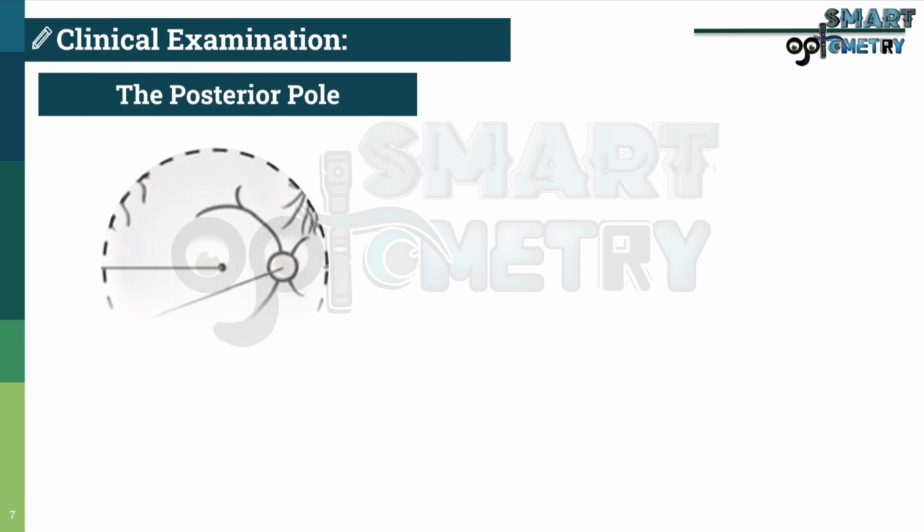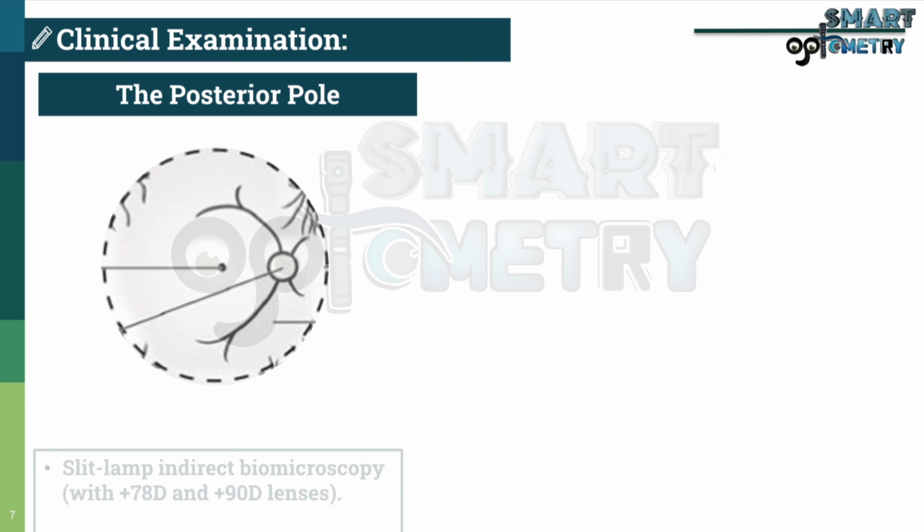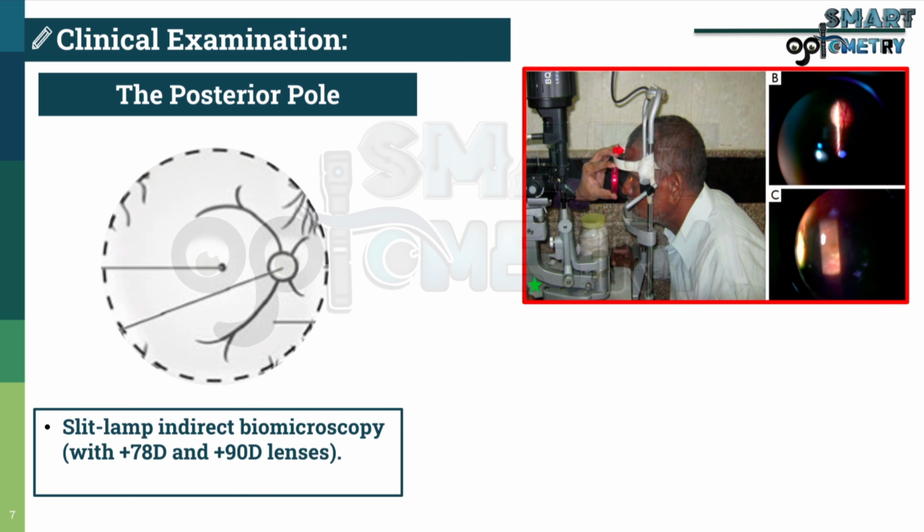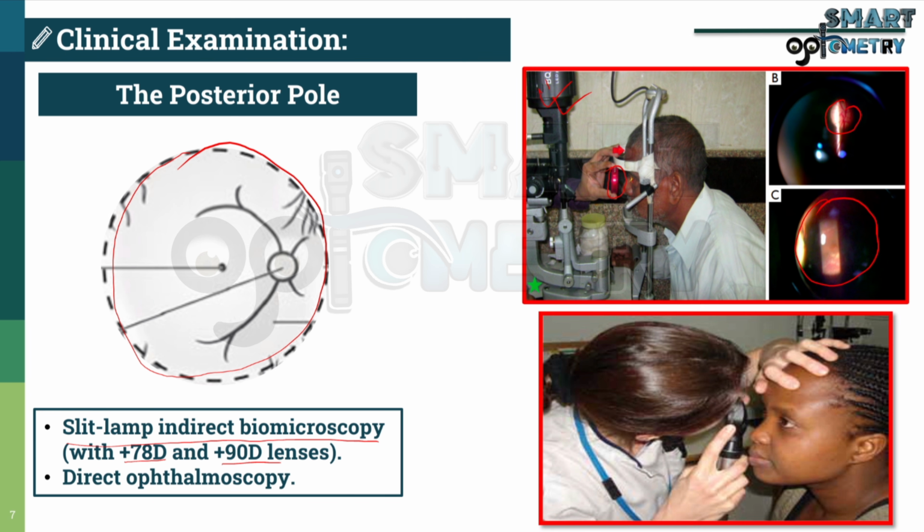Now, to examine the posterior pole, we have two techniques. One is slit lamp biomicroscope with 78D or 90D. Here, if you see, this is our slit lamp, and this is the 90D or 78D that gives the view of the posterior pole. So with this 90D or 78D only, posterior retina can be seen. And another technique is direct ophthalmoscopy. So in the direct ophthalmoscopy, we can also see the posterior pole.